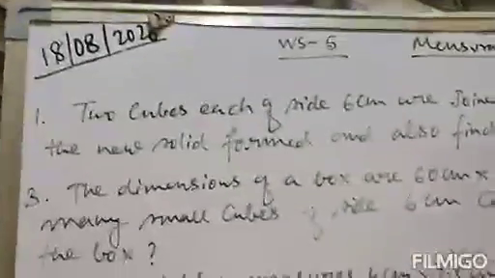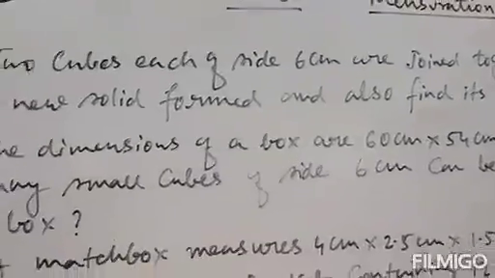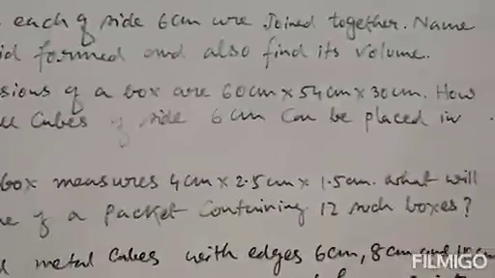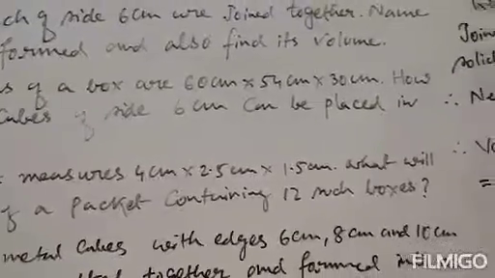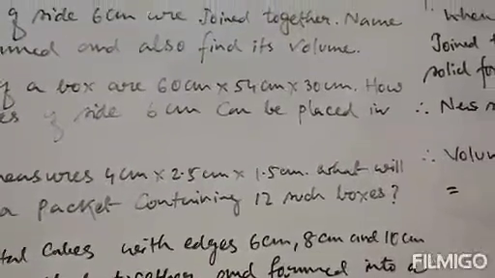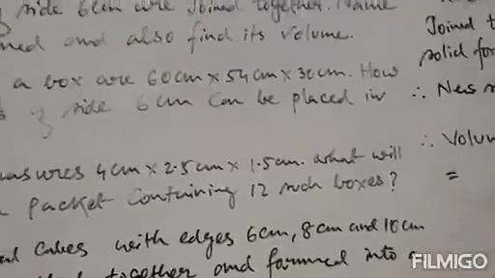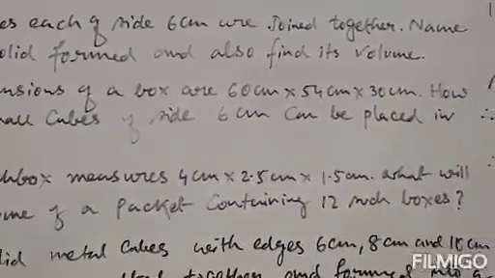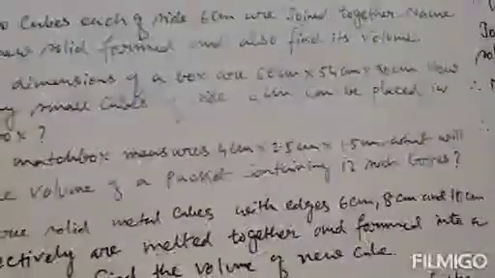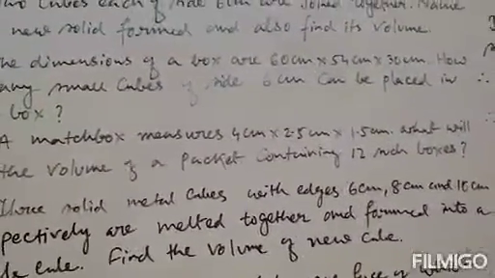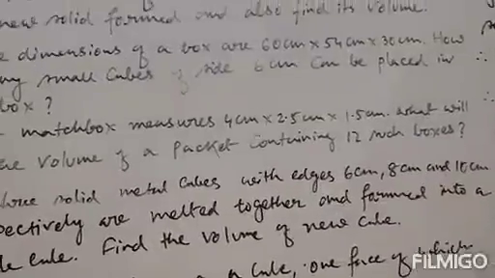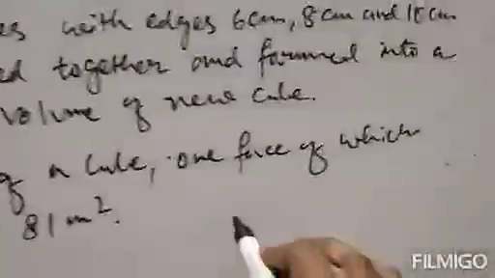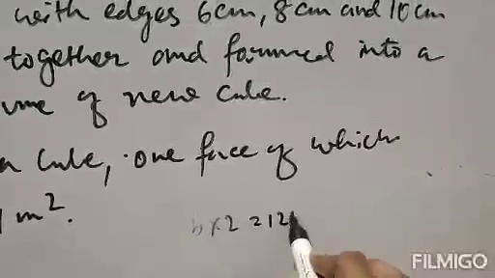Now see, here two cubes of side 6 cm are joined. That means two cubes, they have side 6 cm. So when two cubes join together, the new solid will be a cuboid, and the length of the new cuboid will be twice the length of the cube. So listen carefully, that is the important concept. When two cubes join together, the length of the new cuboid will be twice the length of the cube. That means the length of the new cuboid will be 6 into 2, that is 12 centimeter.